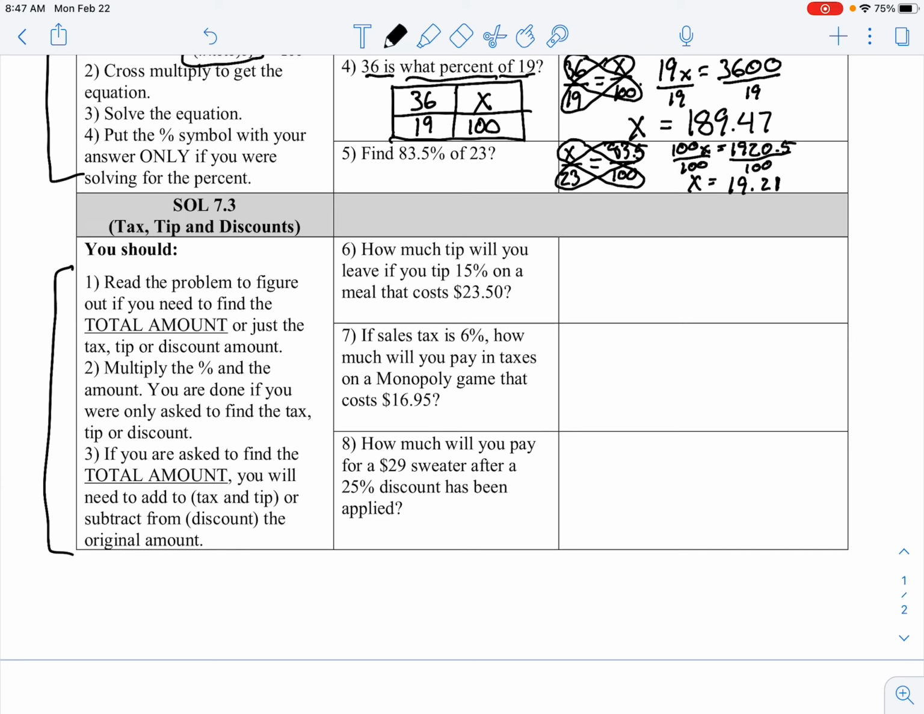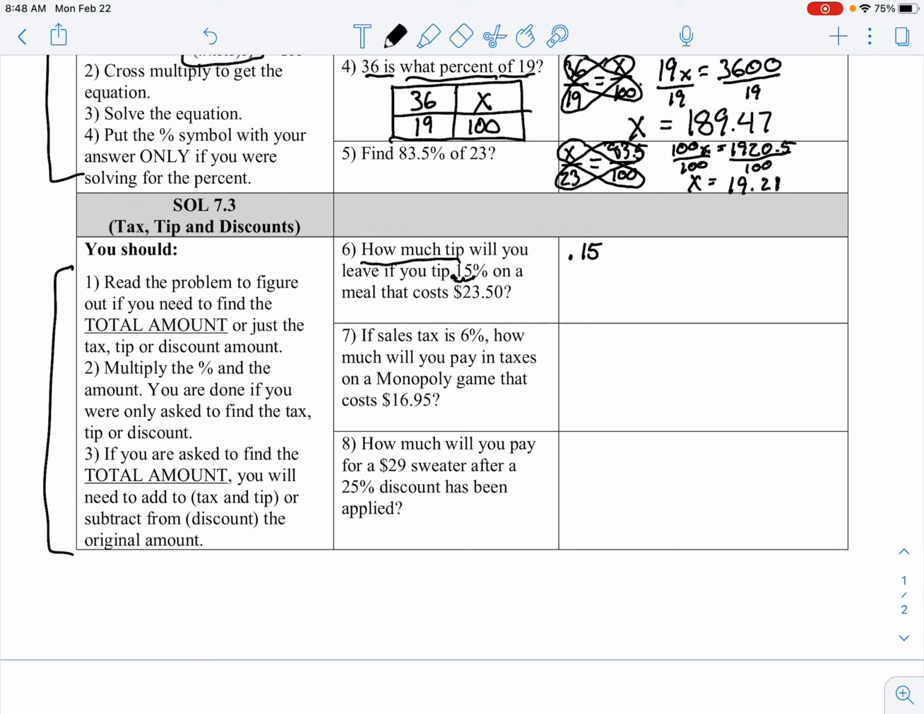So read the problem to figure out if we want to find the total amount or just the tax, tip, or discount amount. So here, it is only looking for how much tip, so I do not want the total here, right? And then it's just a 2-step process for that one. So what we need to do is turn our percent into a decimal. So the decimal point's out here. To turn it from a percent to a decimal, I just got to move that decimal point to the left twice. So I get 0.15.